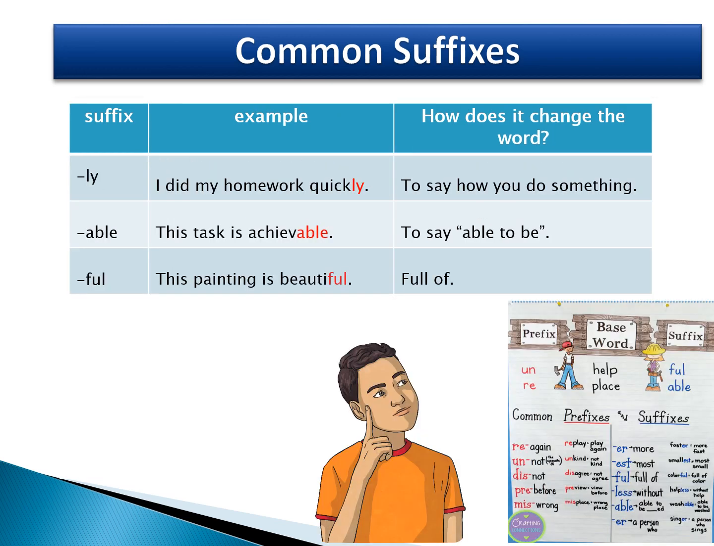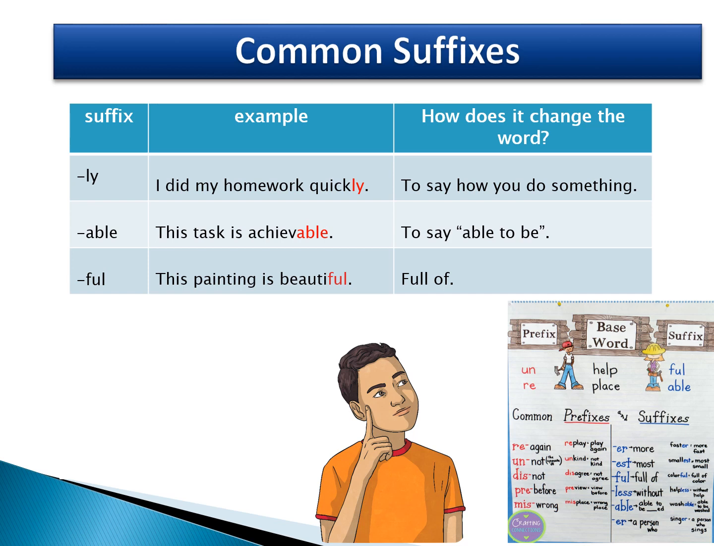The suffix ly. We studied this before also. Coming with adjectives to say how something is done. How did you do your homework? I did my homework quickly. How do you come to school? I come to school happily.